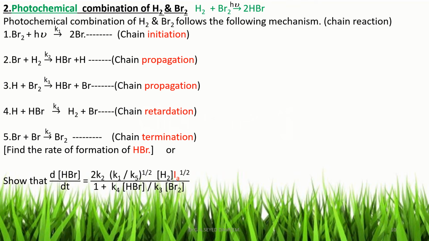This equation is derived just like in the previous case, but the only difference is here the first step, the chain initiation step, is photochemical, and the rate of that step is given by K1·Ia, where Ia is the intensity of light absorbed, and K1 is the rate constant of the chain initiation step. And for the remaining steps, the second step rate constant is K2, the third step rate constant is K3, the fourth step rate constant is K4, and the fifth step rate constant is K5.